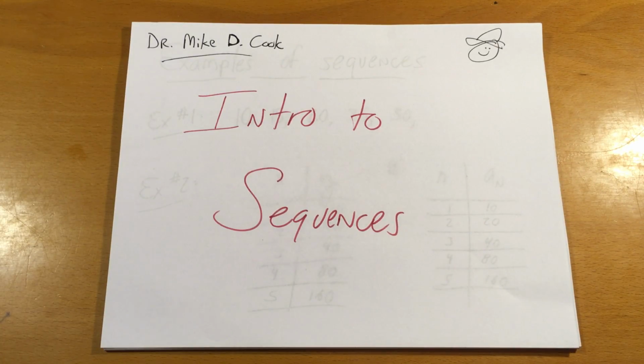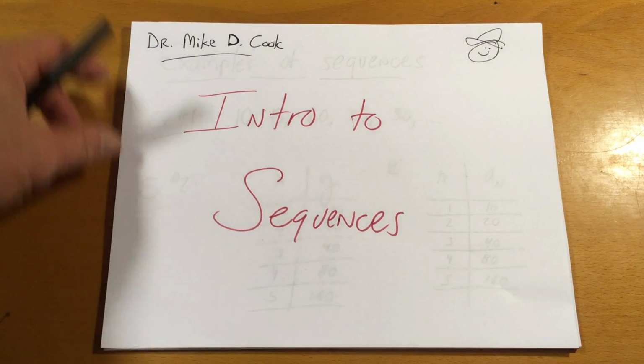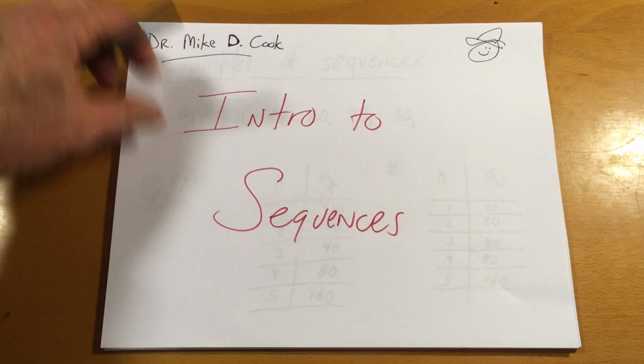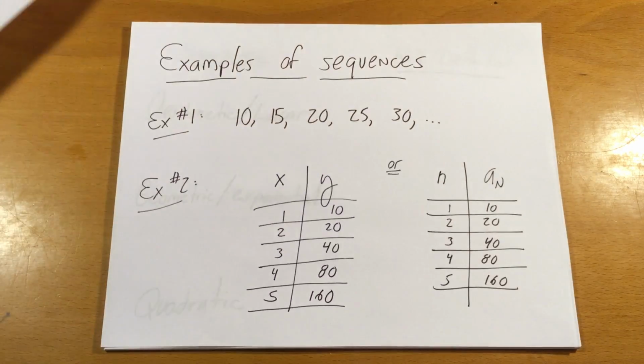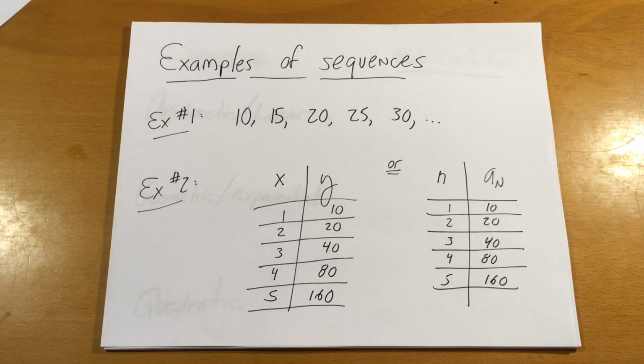This is the first in a series of videos on sequences, and we're just going to go over some definitions and some examples in this video. So the first thing is, what is a sequence? What do we mean when we talk about a sequence? Well, here's some examples. A sequence is just a series of numbers where every single number has a value.